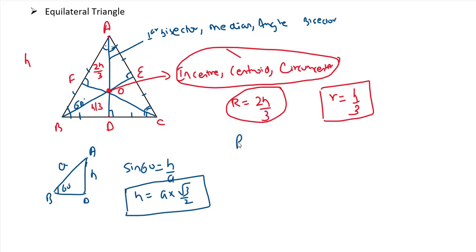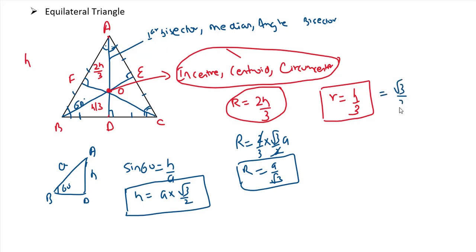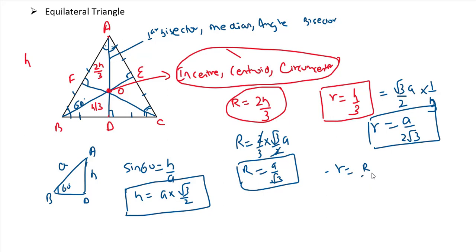So your circumradius will now become 2/3 of root 3 by 2 times A, which will give us A by root 3. So this is your circumradius. Your inradius r will be equal to h by 3. Now h is root 3 by 2 times A, divided by 3. So we will get A upon 2 root 3. So this will be your inradius. Now if you note, your inradius is exactly half of your circumradius.